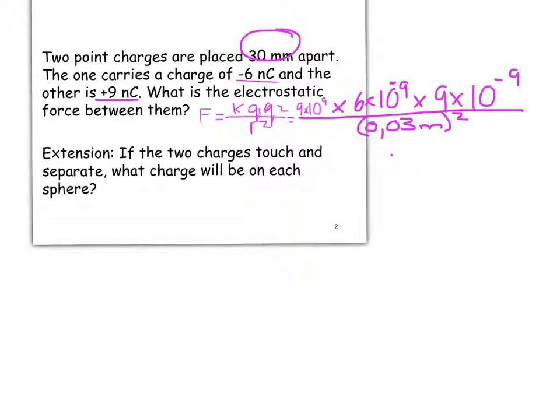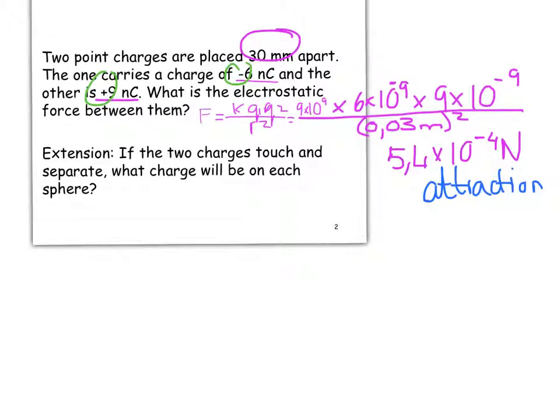So there's a lot of unit converting going on in there. And when I punch all of that into my calculator, I land up with 5,4 times 10 to the -4 newtons. My answer will come out in newtons. And that is going to be, I have got a negative and I have got a positive, which means that that is going to be an attractive force. Attraction, attractive, something like that.